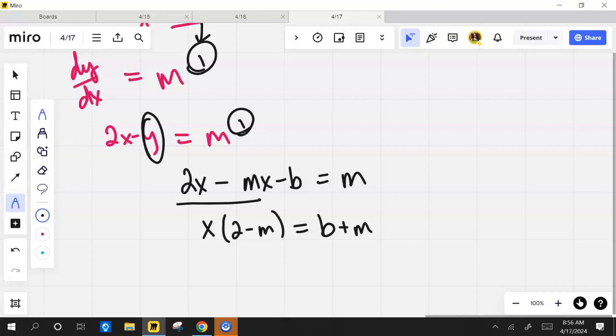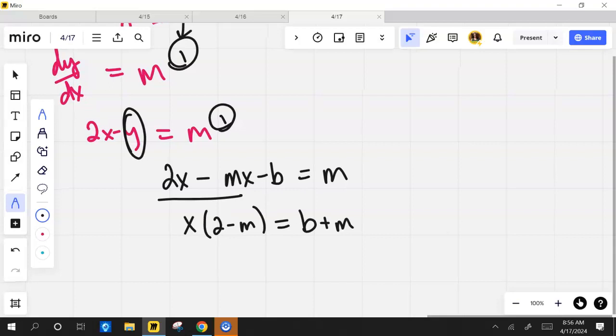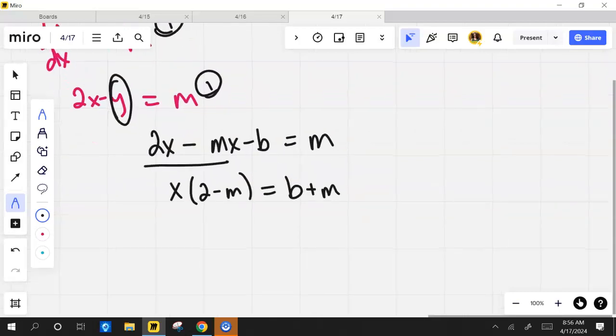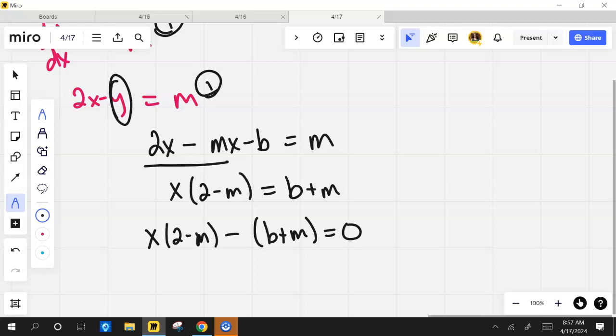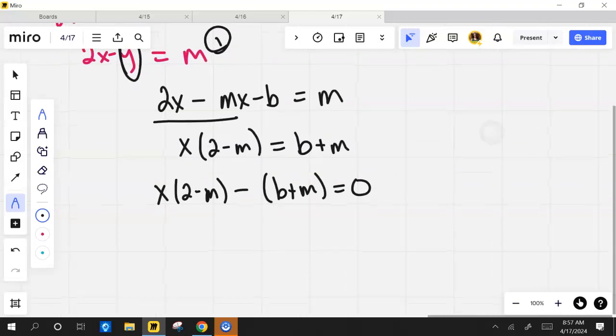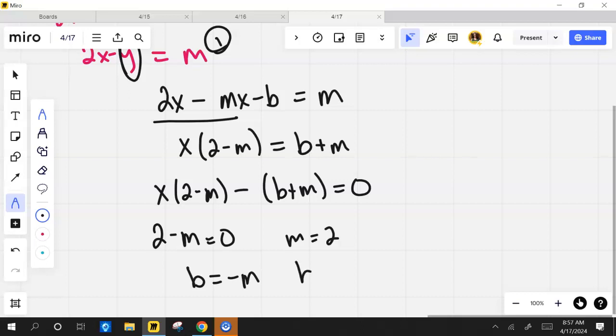They got to this point, and this is what they said. I'm just going to write you what they did. They didn't have this b plus m on that side. They had x times 2 minus m minus b plus m equals 0. They said, therefore, 2 minus m equals 0, which means m equals 2. And they said b equals negative m, which means b equals negative 2.